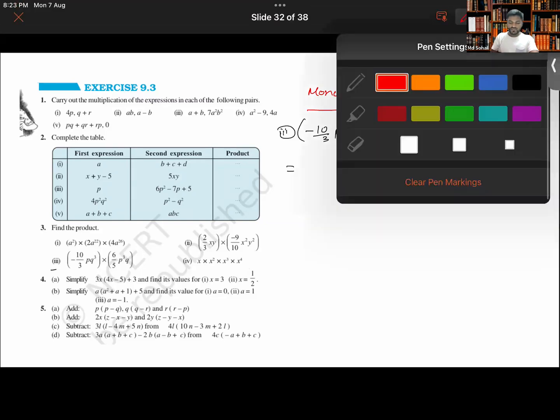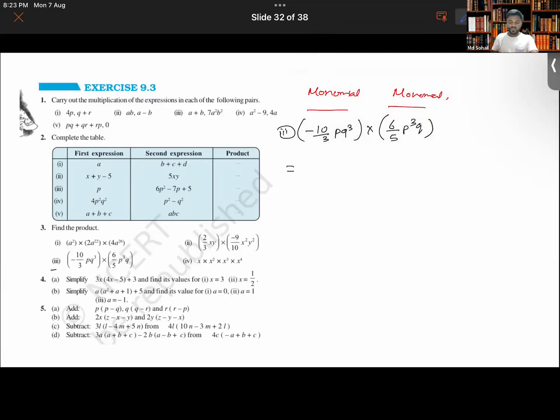I got the answer. Okay, what is the answer? Sir, 4 p to the power 4 and q to the power 4. That is wrong, it is minus 4 p raised to the power 4, q raised to the power 4. Exactly, because you missed the minus sign, Arhan. The rest was correct. So that is minus 4 p raised to the power 4, q raised to the power 4. That is correct, guys.